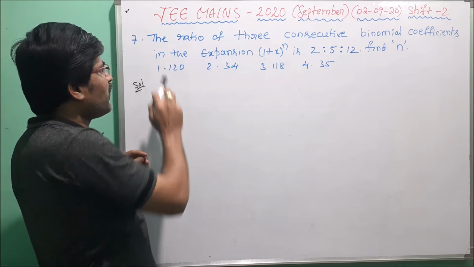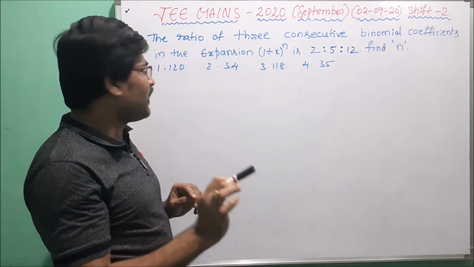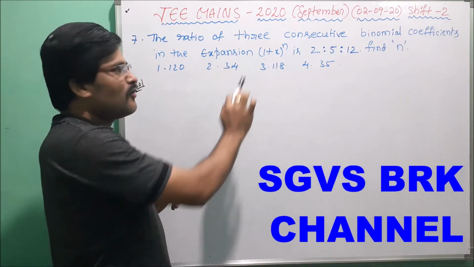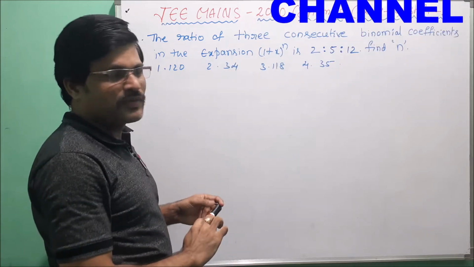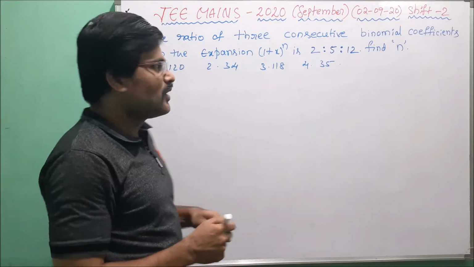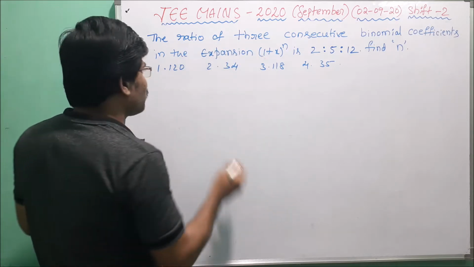Here the next problem is: the ratio of three consecutive binomial coefficients in the expansion of (1 plus x) to the power n is 2 : 5 : 12. Find the value of n. Here given the ratio of three consecutive binomial coefficients.